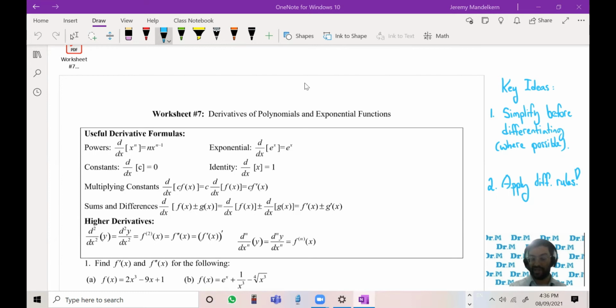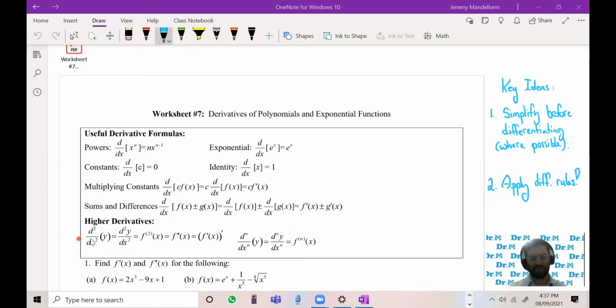Let's take a look at the key ideas. First off, given the opportunity, we should simplify before differentiating. And in general, we want to be applying differentiation rules in today's exercises. Some of the rules are given here to the left. Most of these are quite intuitive, and all of them can be derived by use of the limit definition of the derivative, which we looked at in a previous video.